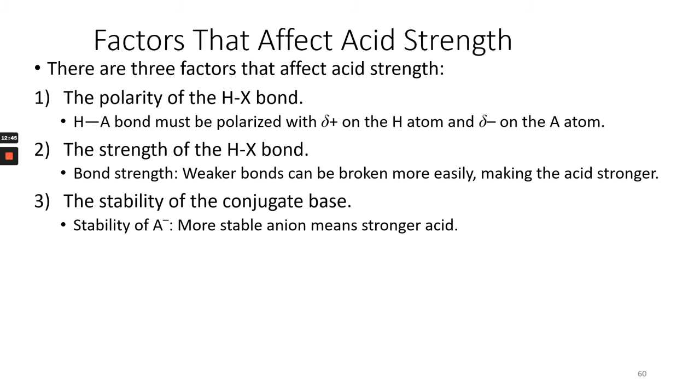So, factors that affect the acid strength. There are 3 factors. 1, the polarity of the bond between the hydrogen and the anion. So the HA bond here must be polarized with a delta positive on the hydrogen and a delta negative on the other atom. 2, the strength of the bond. Weaker bonds can be broken more easily, making the acid stronger. So if you have a binary acid and the bond holding the two together is fairly weak, it will be a strong acid. Because remember, the definition of a strong acid is a substance that ionizes completely. And in order to ionize, you have to break the bonds.